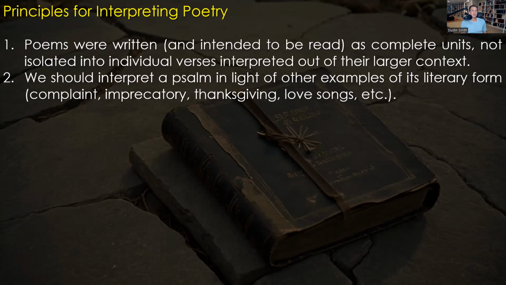Tip number two: we should interpret a psalm in light of other examples of its literary form, whether it be a complaint psalm, an imprecatory psalm, a psalm of thanksgiving, the love songs, etc. This is why it's important for us to go through and understand the different types of poetry that appear in these psalms. I didn't give you all of them, just the biggest ones, the most frequent. You saw they had a dozen, 15, 20 examples each, so you can compare them with the other ones and get an idea of how you should read and interpret them. So this is really important.